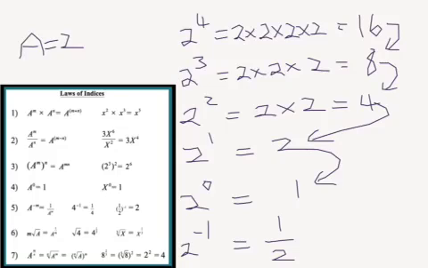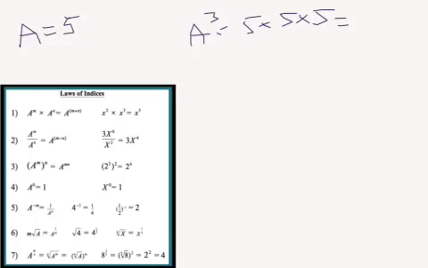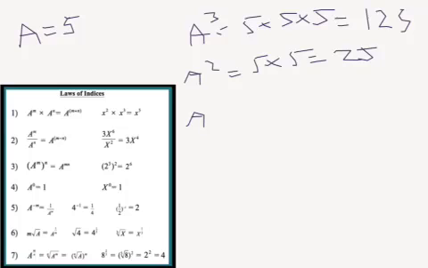And we'll continue on, just so that you can see this with a different number. So now we're going to call it A, 5, and this time I'm going to start just with A cubed. So A cubed equals 5 times 5 times 5, which is 5 times 5 is 25, times 5 is 125. A squared equals 5 times 5, which equals 25, and then A to the power of 1 just equals 5 by itself.